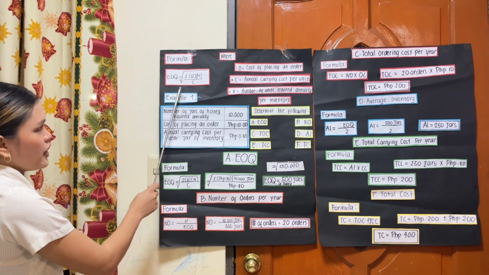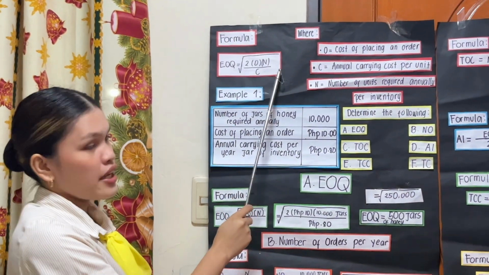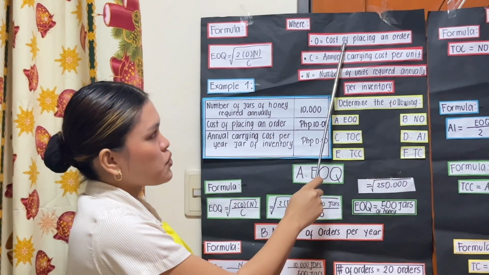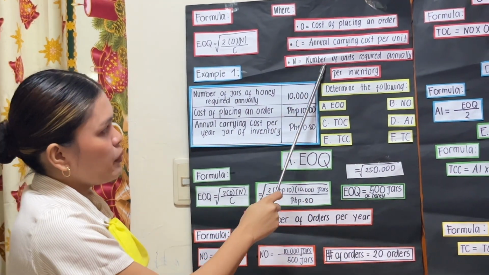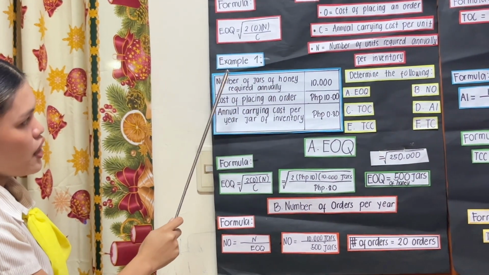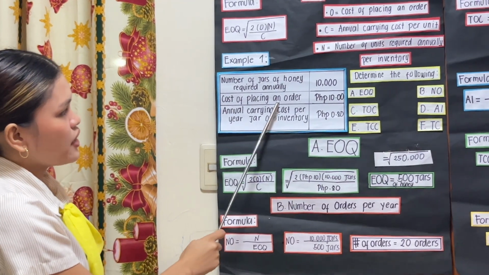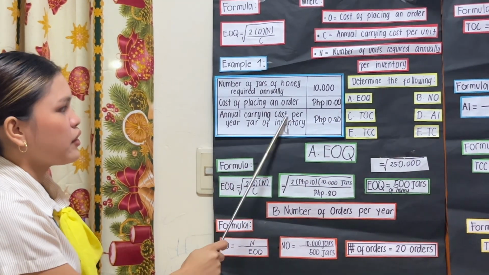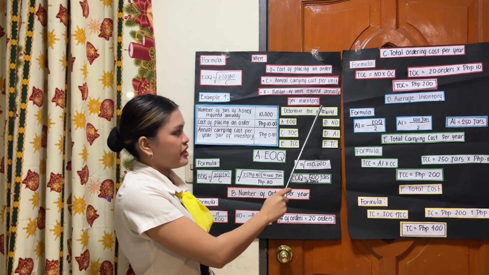So here's the formula of EOQ. EOQ is equal to the square root of 2 times O times N over C, where O is the cost of placing an order, C is the annual carrying cost per unit, and N is the number of units required annually. So for the example, the number of jars of honey required annually is 10,000, the cost of placing an order is 10 pesos, and the annual carrying cost per jar of inventory is 0.80 pesos. So now let's determine the following.